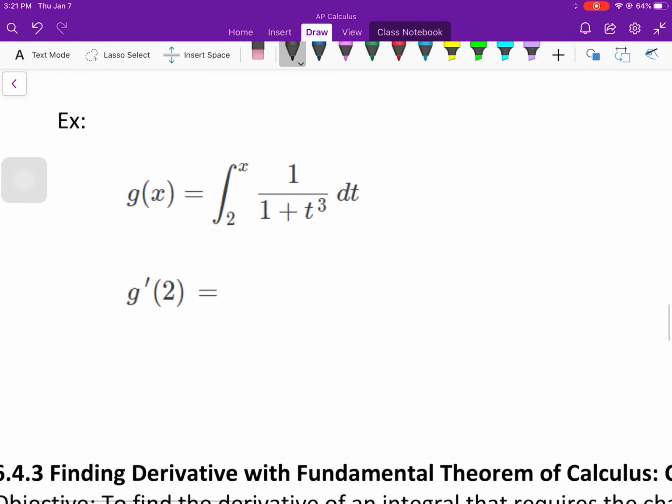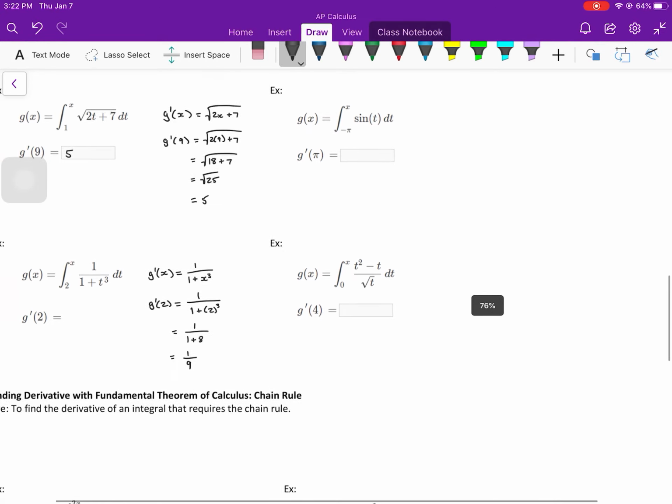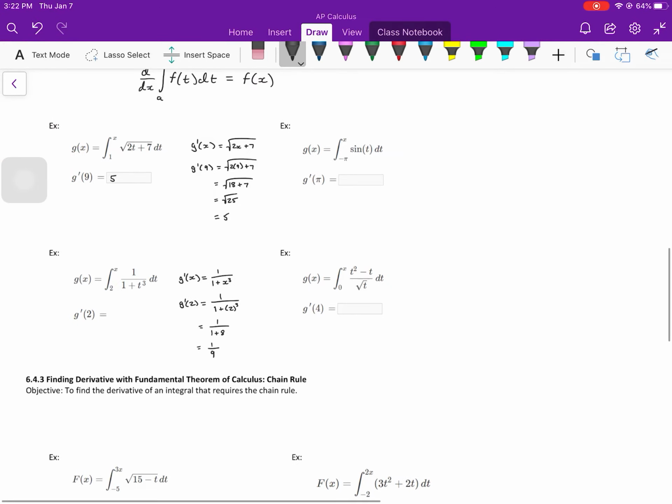Nothing too crazy here. And we'll go a little more into the details in the next section. Here it's sine of pi, 0, easy. And that's it. That's that assignment.